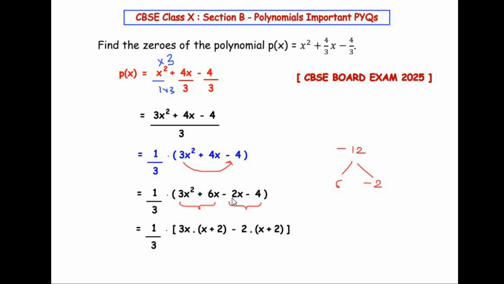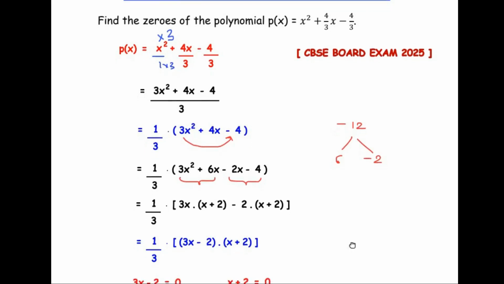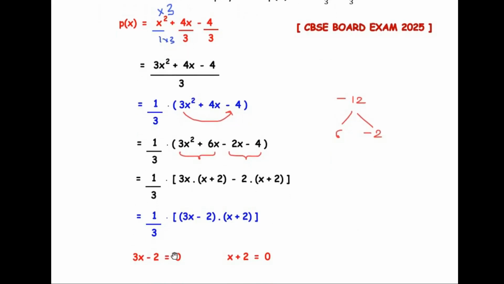Now in the second group we have taken negative 2 as a common factor. So once we have taken it out, inside the bracket remains x plus 2. Now further simplifying this, we get here 1 over 3 times, and the two factors are 3x minus 2 and x plus 2. Now since we have to find the zeros of the polynomial, we are going to take these factors and equate them equal to 0. So here we have written 3x minus 2 equal to 0 and x plus 2 equal to 0.